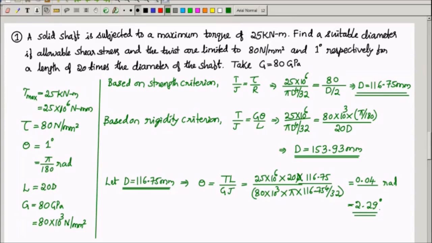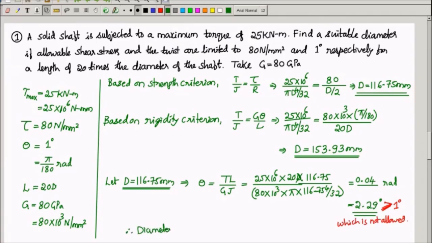So if I choose 116.75 as the diameter of the shaft, it cannot sustain the angle of twist. In terms of rigidity, it fails. We have to go for the maximum diameter. So always remember, use both criteria, find out the diameters, and whichever is maximum, that you have to finalize. Now, if I take 153.93, obviously my theta value will fall below 1 degree. So it satisfies the rigidity criterion also. The other one is greater than 1 degree, which is not allowed.